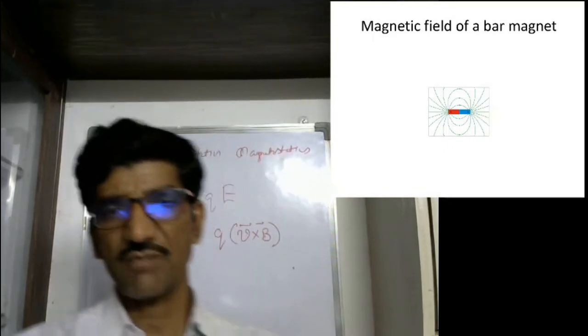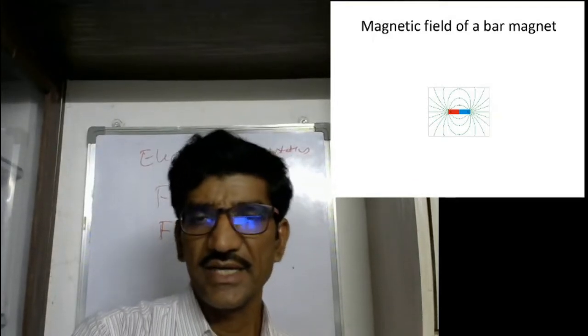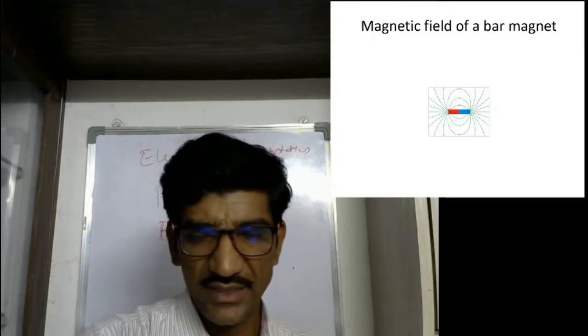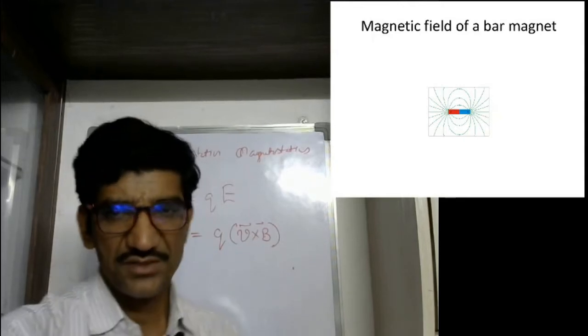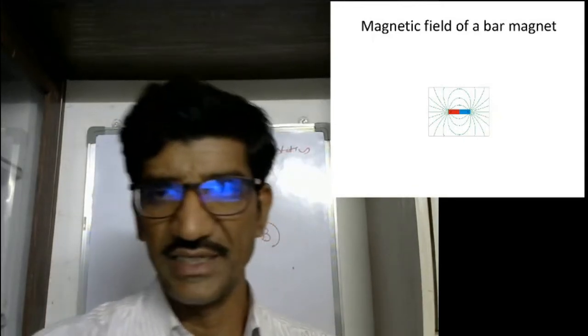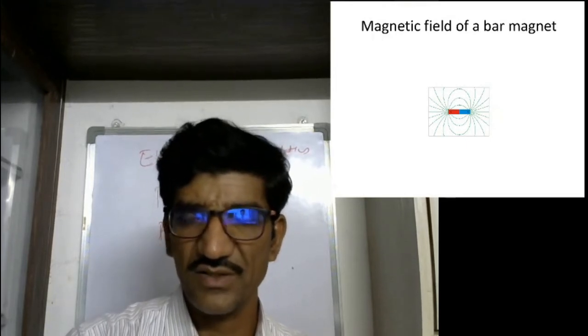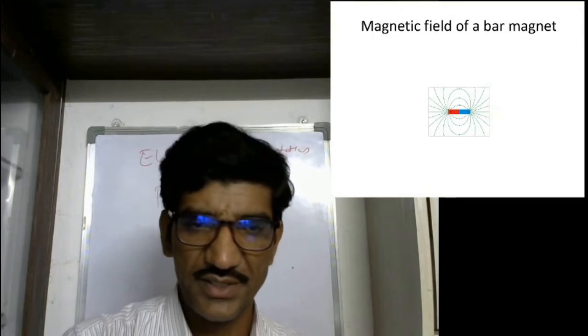See, around the bar magnet you will see the field lines; the magnetic field is there. In such a field we are placing a charge. This is the external field. You can see here the field lines start from the north pole and terminate in the south pole.